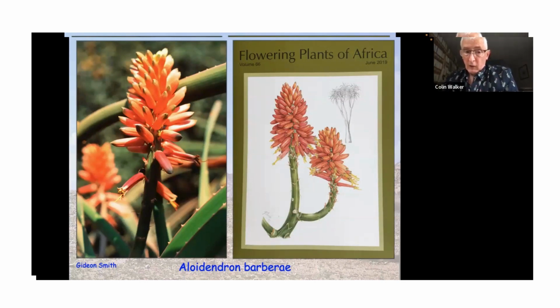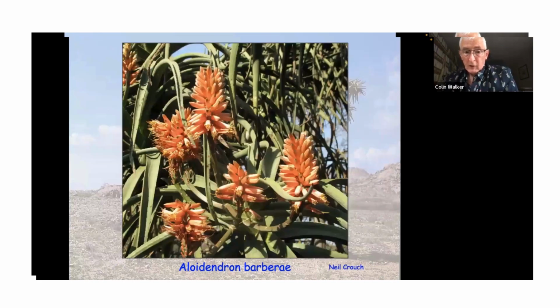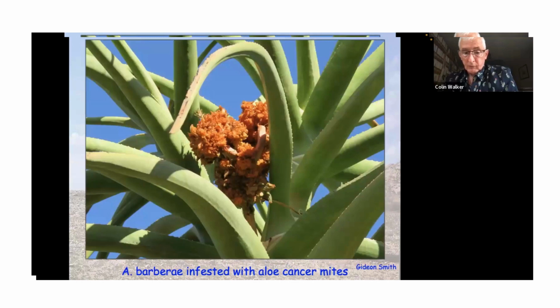So these flowers are quite different to the eastern species. These are, as I say, rosy pink as opposed to the yellow ones. There's another picture of the flowers of this species.